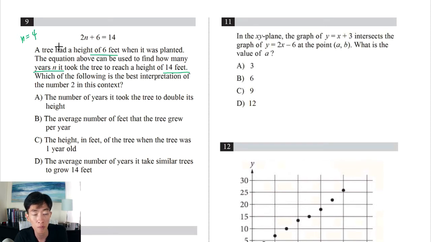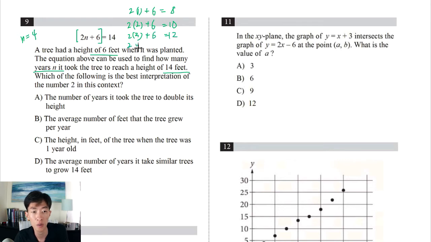But perhaps more helpful in this case is notice that there's a 6 here and a 6 there. So if you're looking at just this part of the equation, this can be used as a function to tell you what the height is after n number of years. So let's plug in different numbers for n and see what the height was. When n equals 1, the height was going to be 2 plus 6, which is 8. That's in the first year. When n equals 2, it's 2 times 2 is 4, plus 6 is 10. When n equals 3, it's going to be 6 plus 6 equals 12.